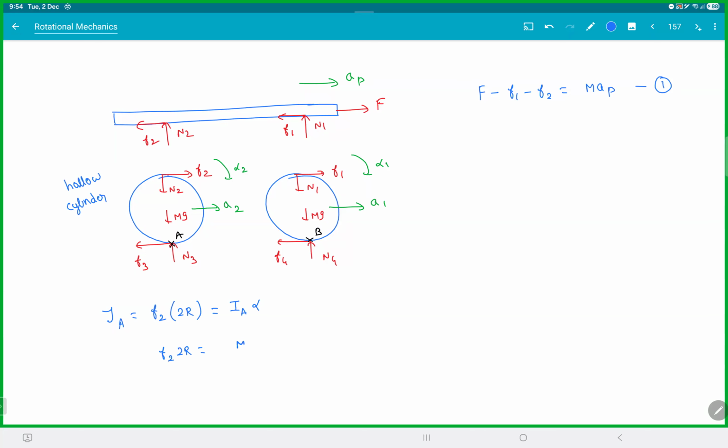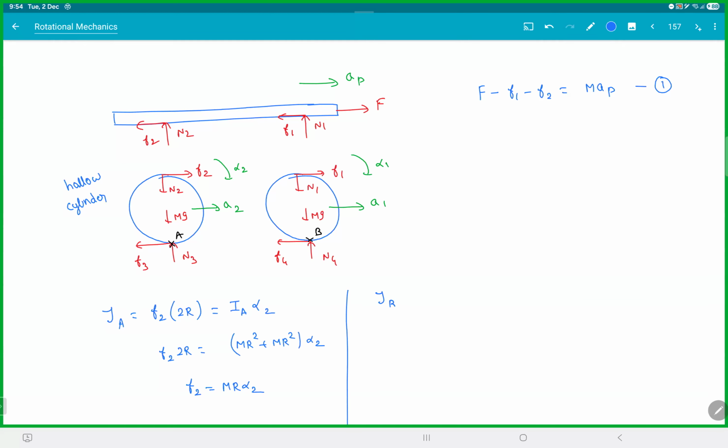That will be I of a ring is mr square plus mr square alpha 2. So we end up with F2 is equal to 2mr square. This will be mr alpha 2.